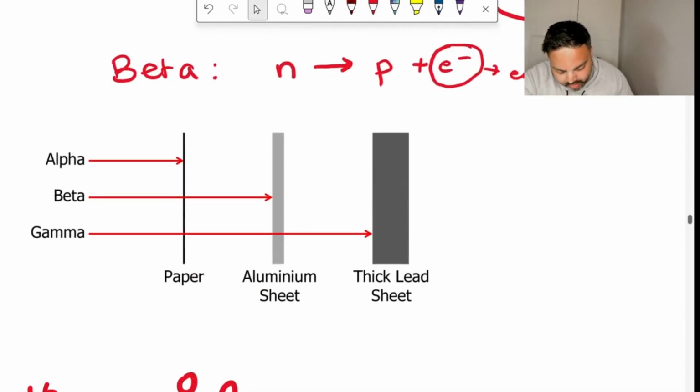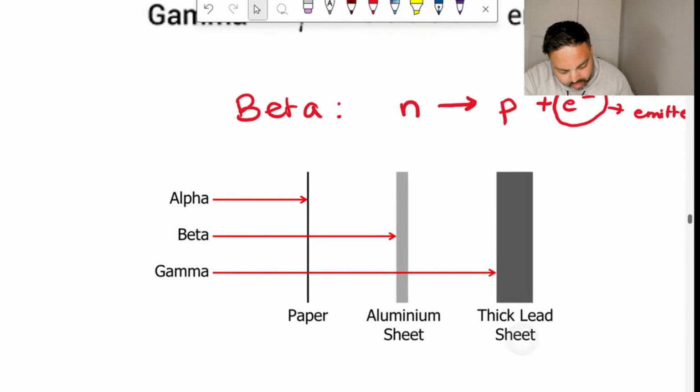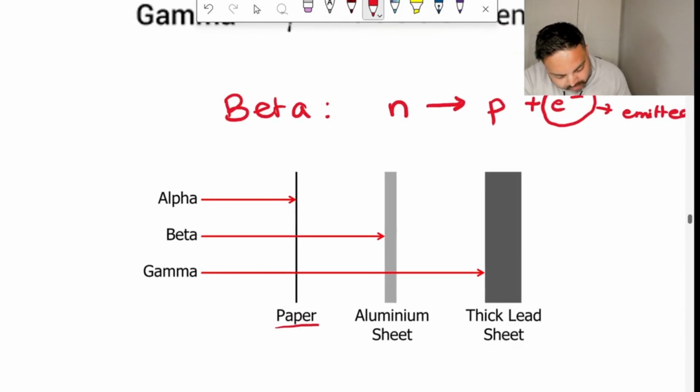Last thing I'm going to talk about is what do these need to be stopped by. So alpha can be stopped by paper. Beta can be stopped by a thin layer or a few millimeters of aluminium sheet. And then finally, you've got gamma radiation, which has to be stopped by thick lead.